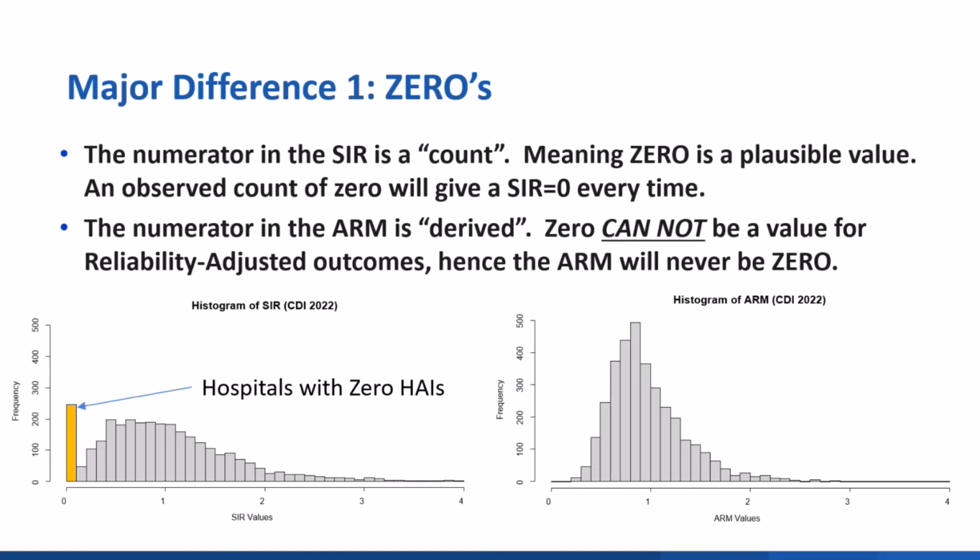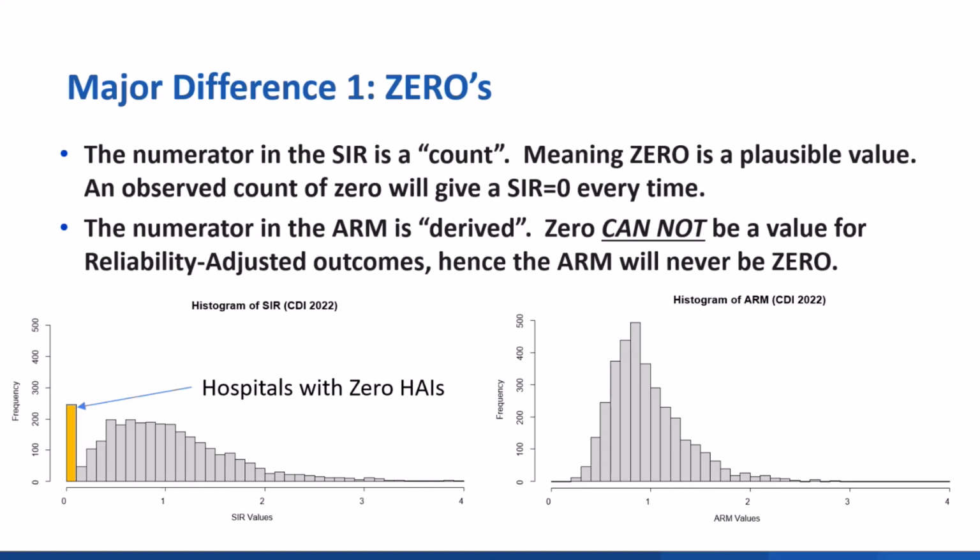The ARM, on the other hand, the numerator is now a derived number. 0, and I have this capitalized and underlined for a reason. 0 cannot be a value for a reliability adjusted outcome. Hence, the ARM will never be 0. So below, we have 2 distributions of the standard infection ratio on the left and the adjusted ranking metric on the right from the same HAI, same year.